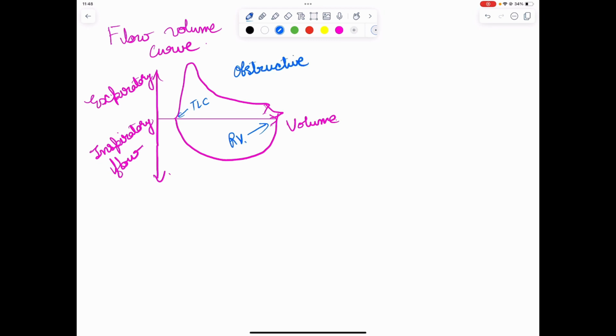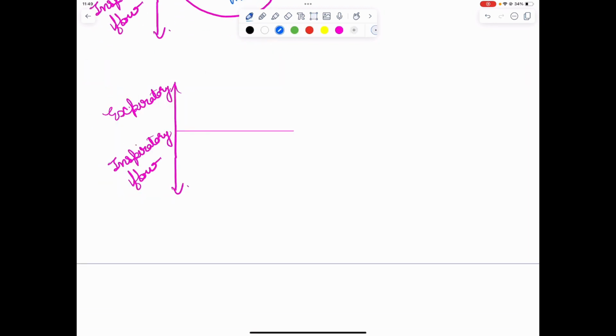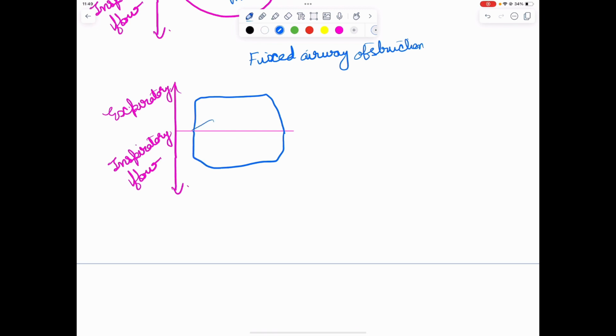Now we move on, and on the same page I will be showing you different graphs. In cases of fixed airway obstruction, there is obstruction to both inspiration as well as expiration, so the graph will flatten out. There would be this, with total lung capacity and residual volume. Fixed airway obstruction can lead to laryngospasm and tracheal stenosis.